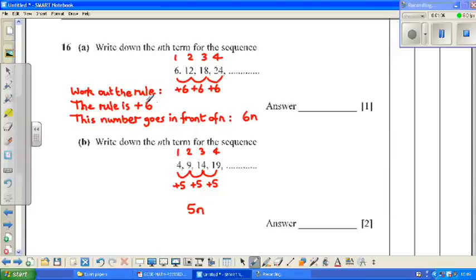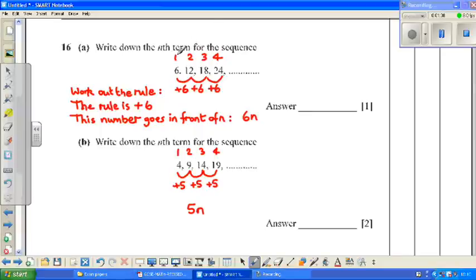Whatever that number is in the rule, it goes in front of n. So we end up with 6n. That's the first part of the formula. Now we need to go and check, does that formula 6n give us the correct answer when we check it against the term numbers for our sequence.